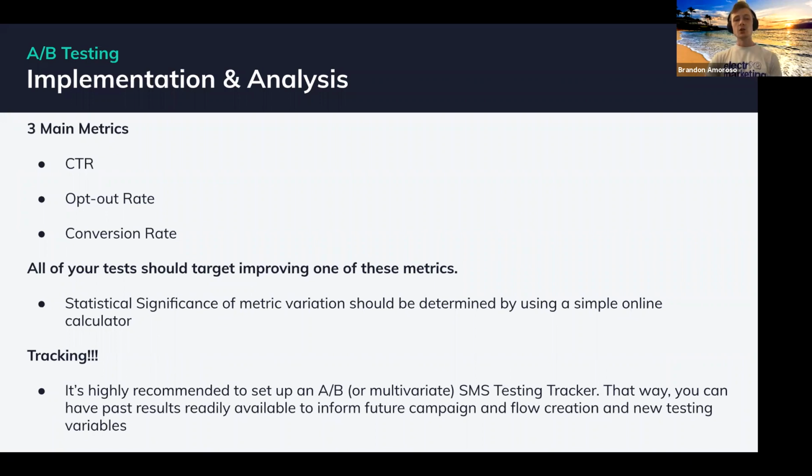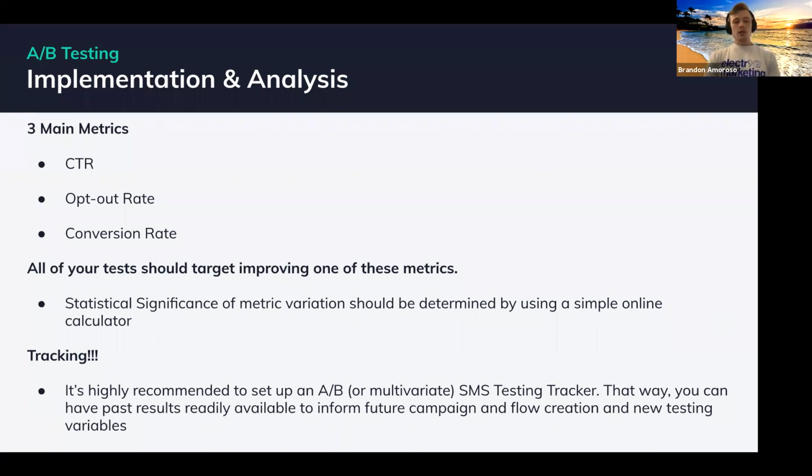Before you do any tests, you're going to want to identify one of these metrics as what is going to determine which one won out over the other. So any test you send out is either going to be focused on improving click-through rate, reducing opt-out rate, or increasing conversion rate. All of your tests should be targeting improving one of these metrics.